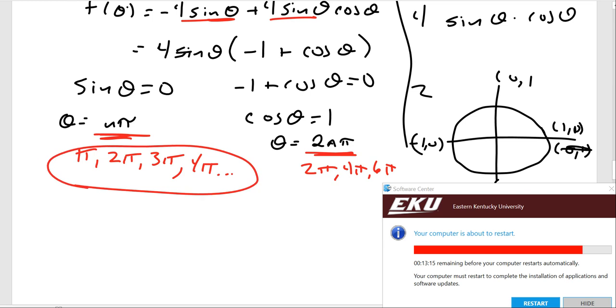So our critical values include any multiple of pi. So you'd probably write that as something like n pi or k pi or something like that.